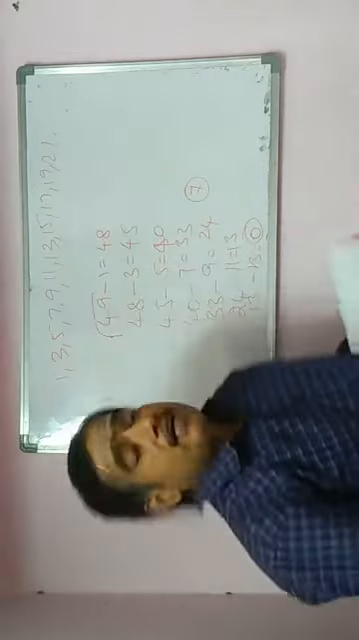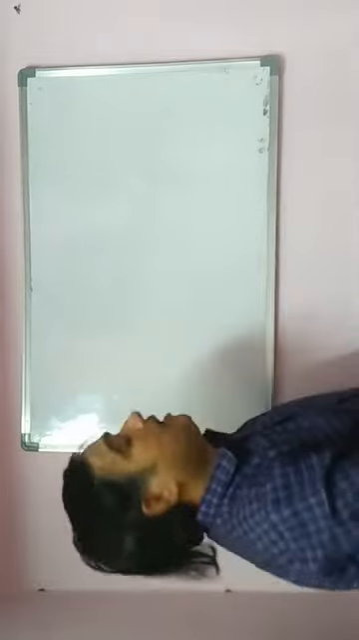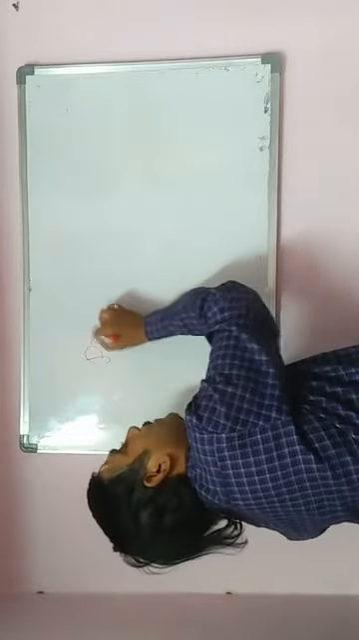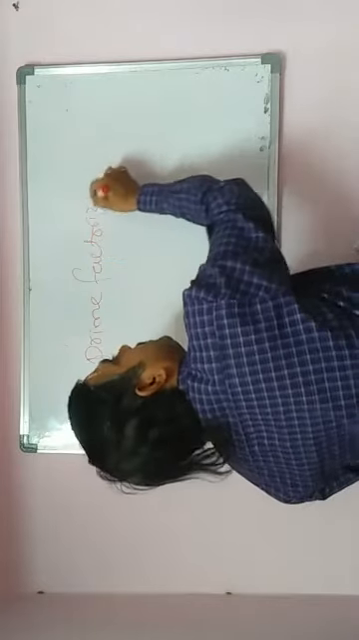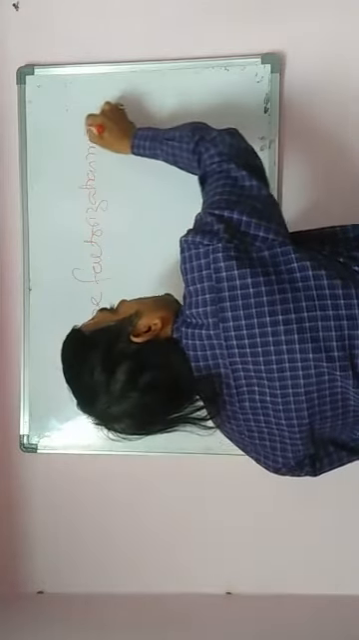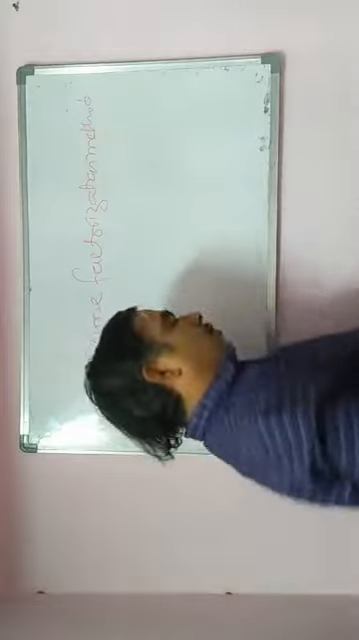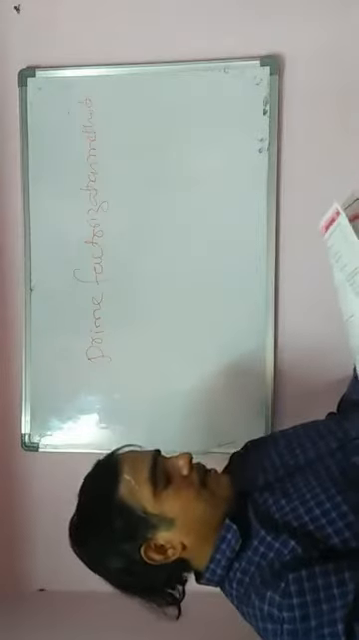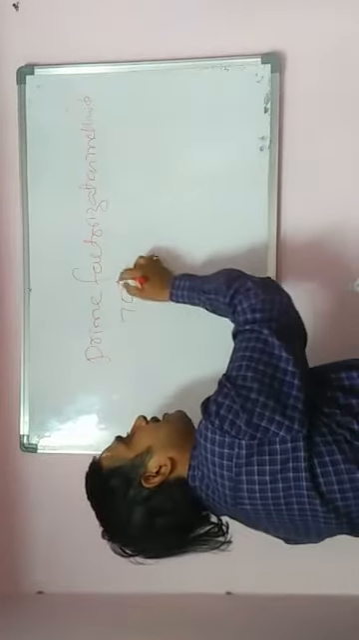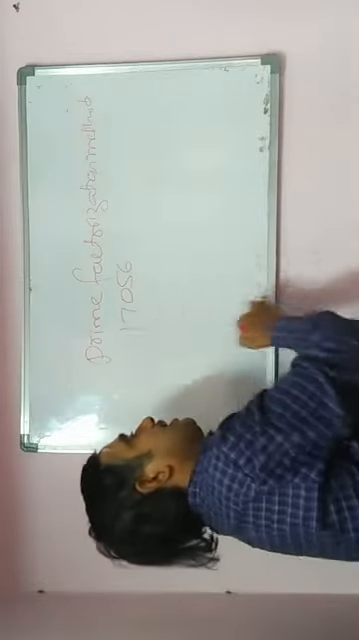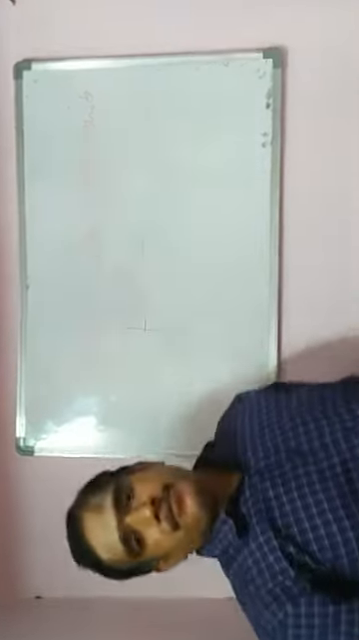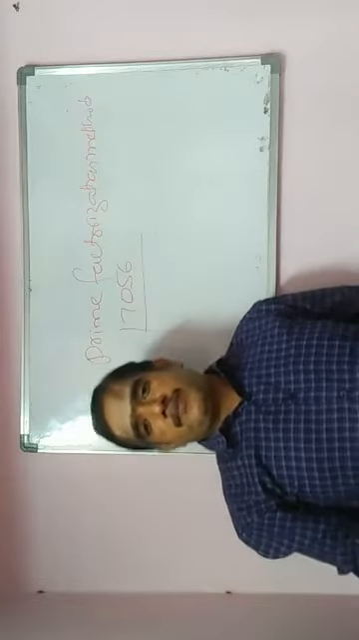That's why we will go to one more method of finding square roots, that is the prime factorization method. Which method? Prime factorization method. Okay, let me take a number for prime factorization: 7056. You learned divisibility rules in your 6th class.